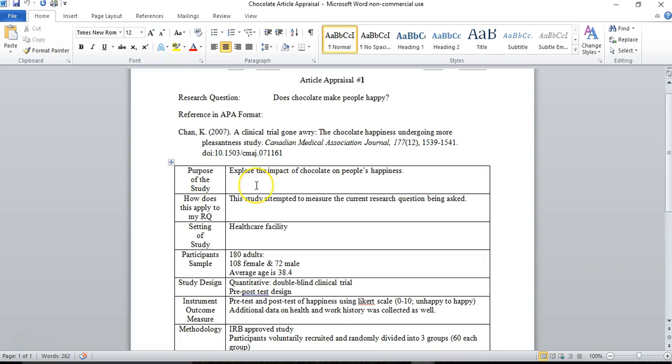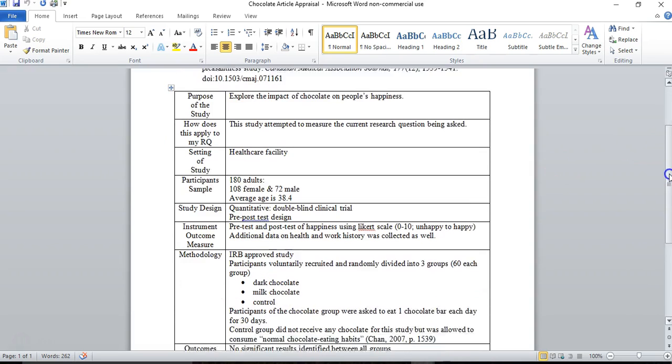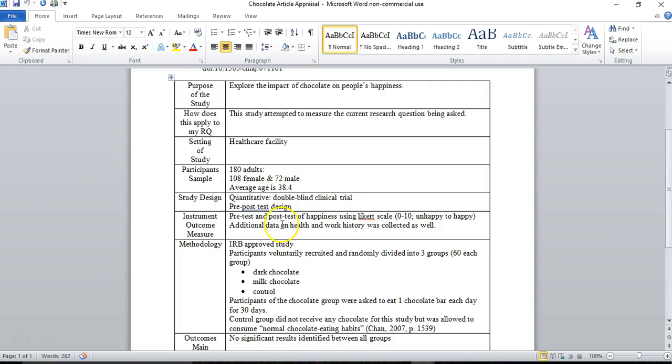It's going to have the purpose of the study, so exploring the impact of chocolate on people's happiness. How does it apply to your research question, the setting of the study, and so on and so forth. Instrument outcome measure, so this one used a pretest and post-test of happiness using a Likert scale. So a Likert scale is, you'll have a statement and then it's 0 through 5, or in this case 0 through 10, unhappy versus happy. That's what a Likert scale is if you're unfamiliar with that.